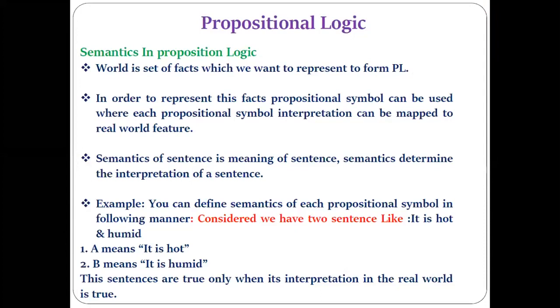To represent the knowledge for the agent, different kinds of formal language are utilized. In that, we represent the knowledge with the help of different kinds of formal logic. There are two categories of formal logic: one is propositional logic and the second is first order logic. We are discussing propositional logic. Yesterday we discussed a number of things related to propositional logic.